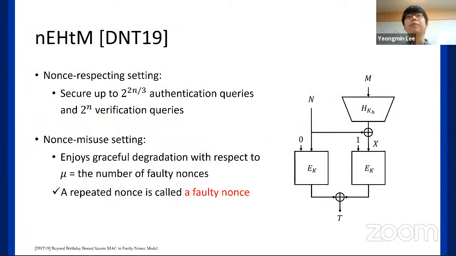Nonce-based enhanced hash-then-mask MAC, namely nEHtM, is the construction on this slide. It was proposed by Dutta et al. in Eurocrypt 2019. nEHtM seems to have a similar security bound to EWCDM or DWCDM, but actually has better security since it achieves graceful degradation in the nonce-misuse model. When we consider graceful degradation, we denote mu as the number of repeated nonces, which are also called faulty nonces. In this paper, we proved the improved security of nEHtM.